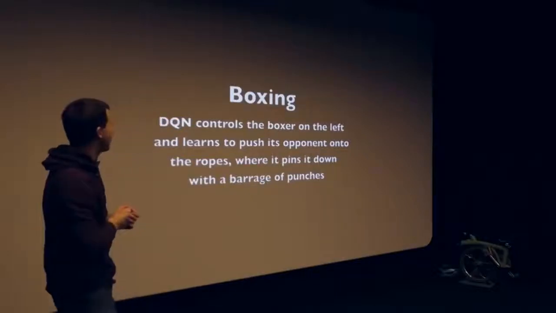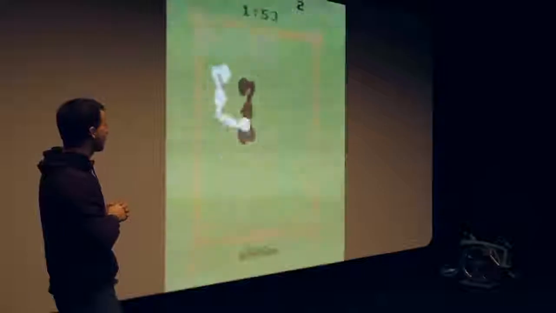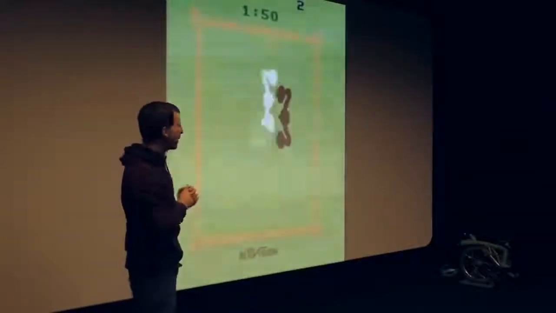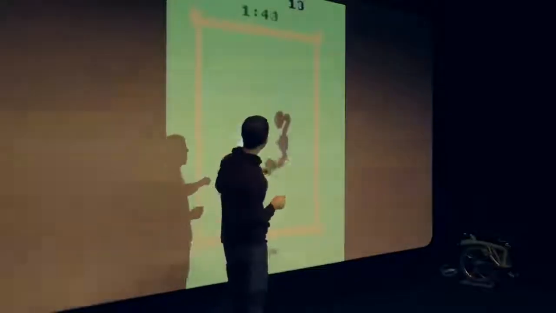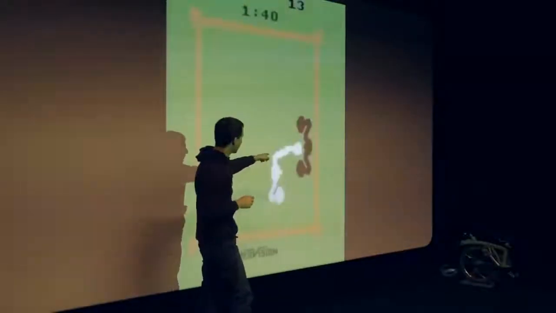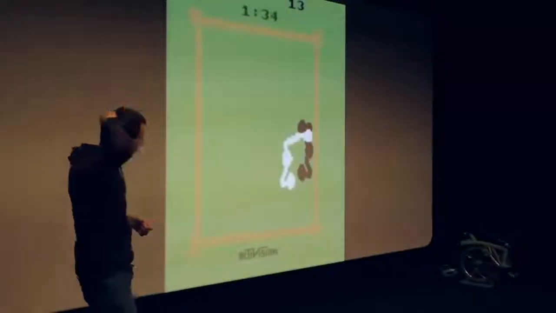This game, boxing, again, is a little bit of a strange Atari game. I don't think racial stereotypes are intended with this one, but anyway, we're controlling this one on the left and learning this strategy of pummeling this other guy into the corner there.